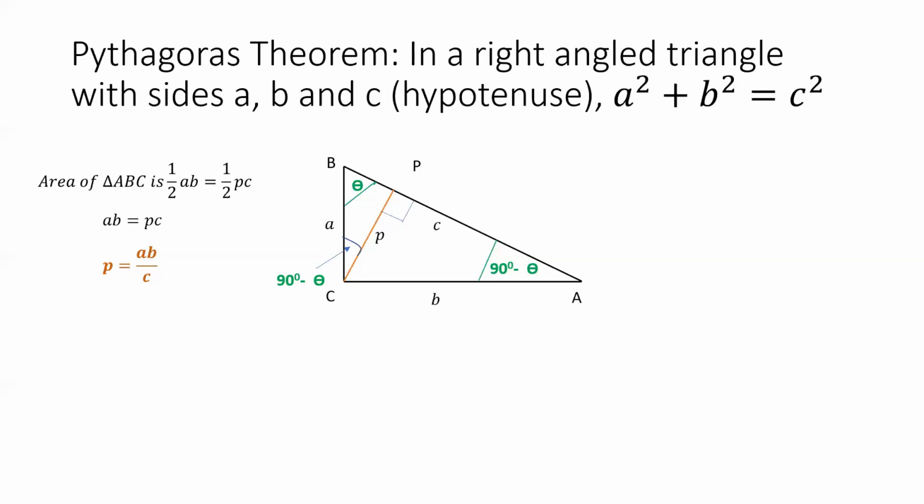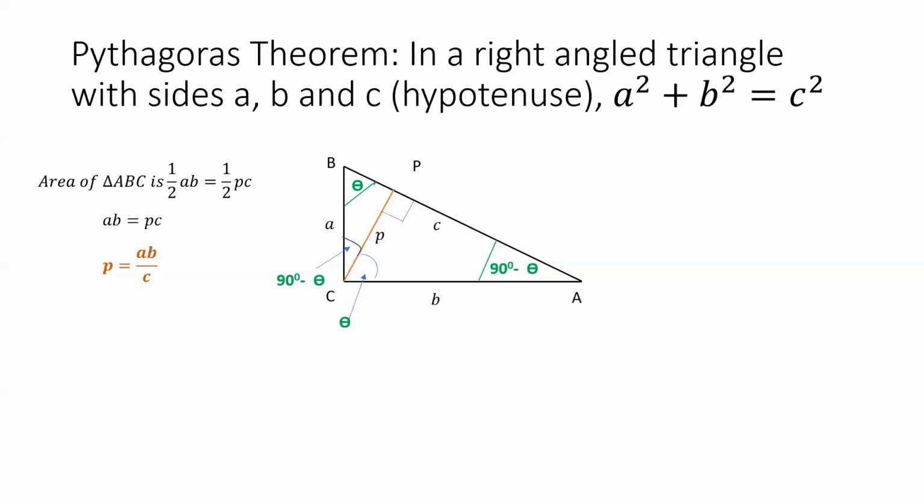And since PBC is indicated as theta, then BCP must be 90 minus theta. And similarly, the other angle should then be simply theta, because those two again should add up to 90, because angle ACB is 90 degrees. So the other angle PCA, or angle ACP, however you want to call it, that should be theta.